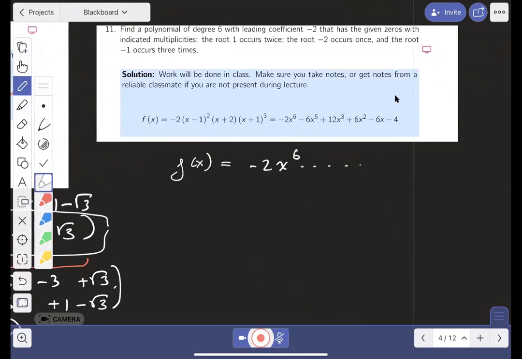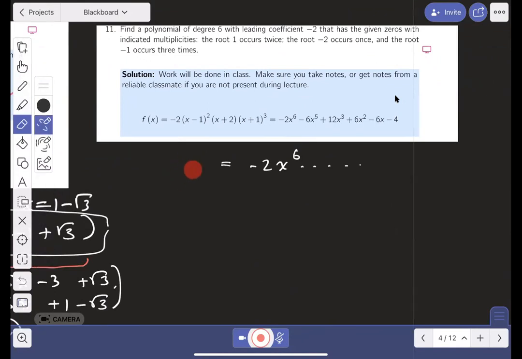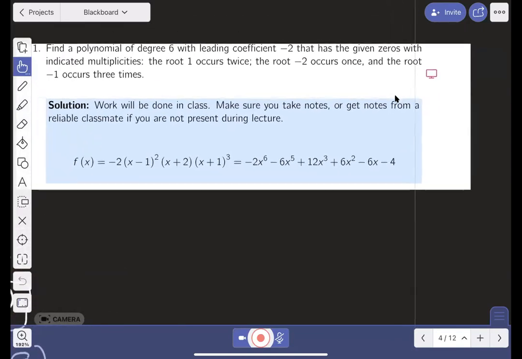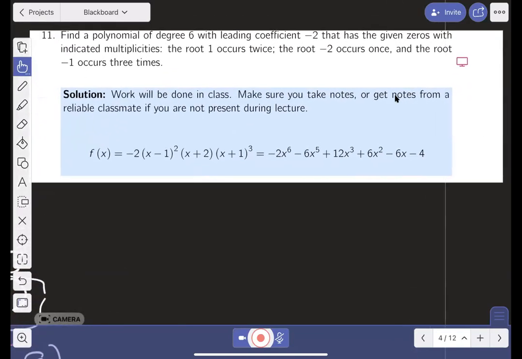I don't know this business over here, though. So let me read what they've got. I'm going to erase this over here for you. I'm going to start to read through it. All right. A degree 6 polynomial, leading coefficient of -2, that is given zeros with the indicated multiplicity.